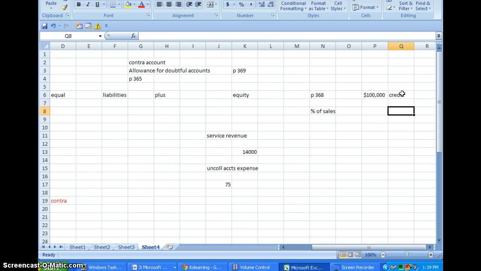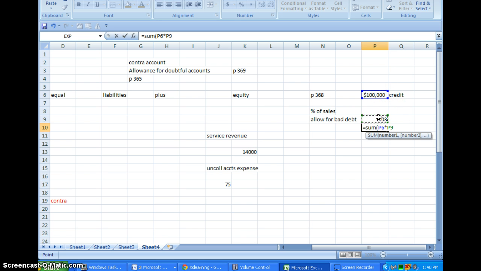And you figure allowance for bad debt. You use a best estimate of, say, 3%. 3% is what you allow for bad debt. So what you would do is 100,000 times 0.03, and that means $3,000. Okay, so that's what you're going to have. $97,000 is what you have coming in.